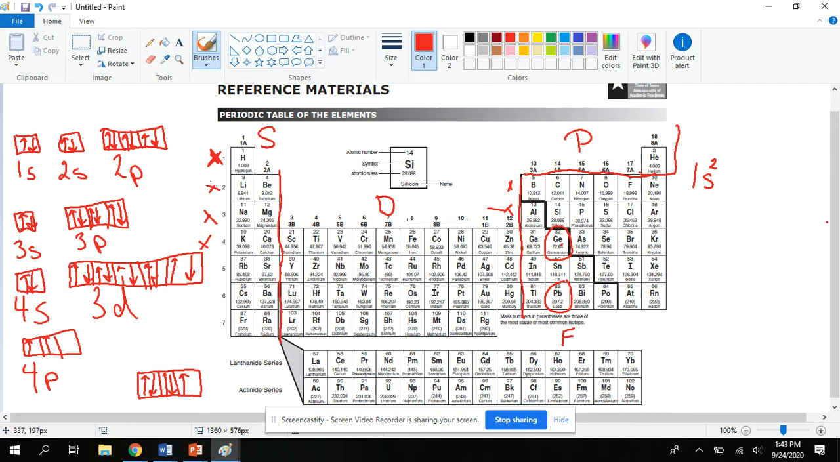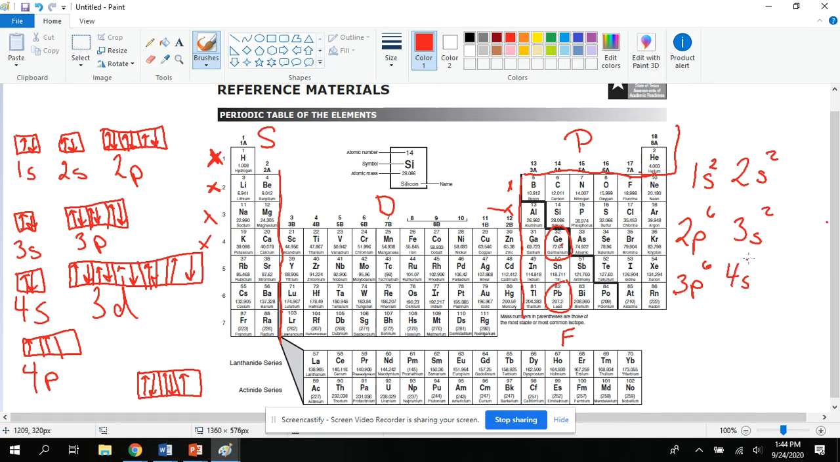Next is 2s. And again, I'm just going to put a 2 there to represent these 2 boxes right here. Next is 2p. There are 6 boxes there, and I'm going all the way down here to lead, so I know they're full. All right. Next is 3s. I have 2 there, 1, 2. Next is 3p. It's full, so there's 6 boxes, 6 electrons.